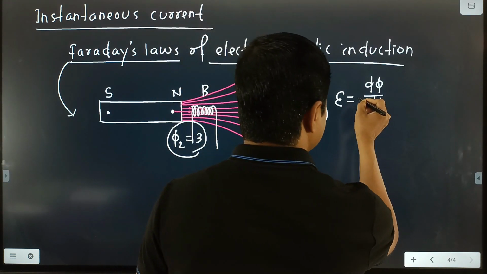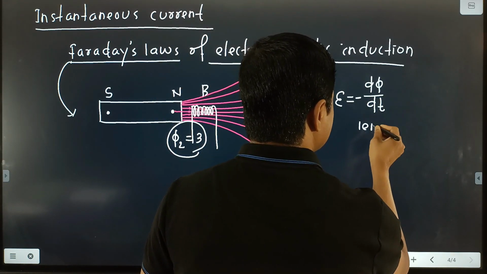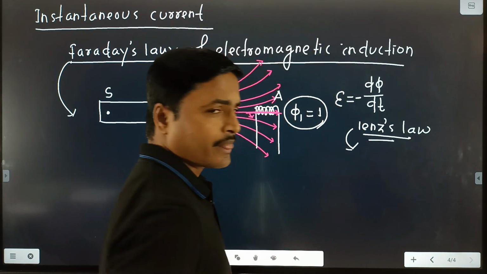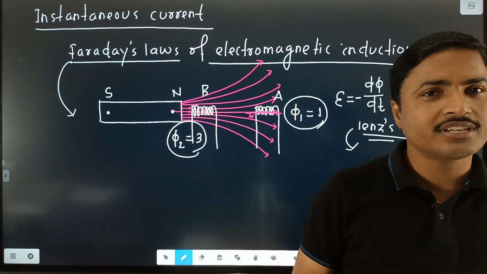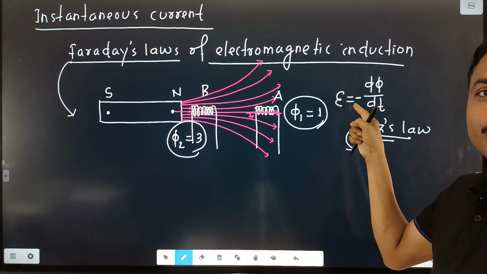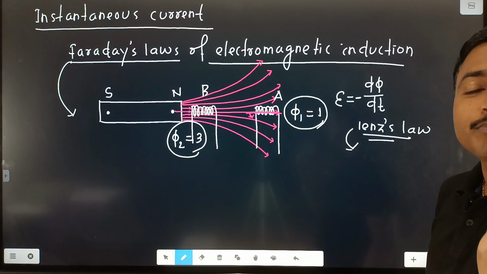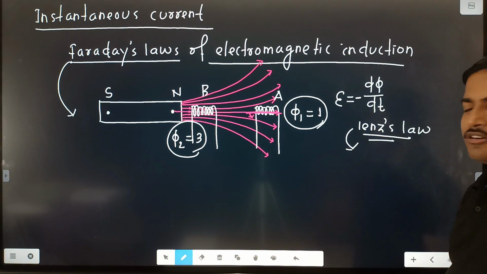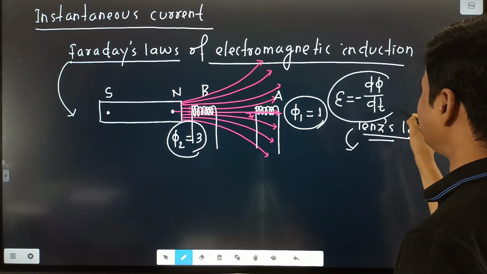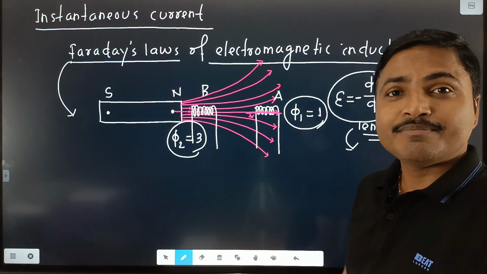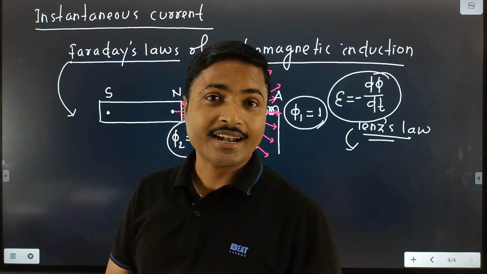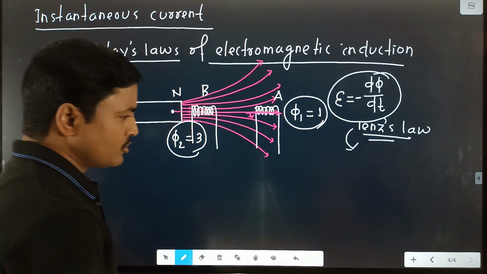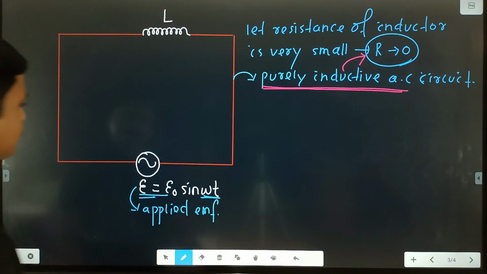And you put a negative sign from Lenz's law, and you also know Lenz's law. Lenz's law gives the direction of the induced EMF, and negative means that it is in the opposite direction, or that it opposes what produced it. So here you put a negative sign that we get from Lenz's law. That is the induced EMF produced, E is equal to minus d phi by dt. That is Faraday's second law of electromagnetic induction. You know that. Clear?